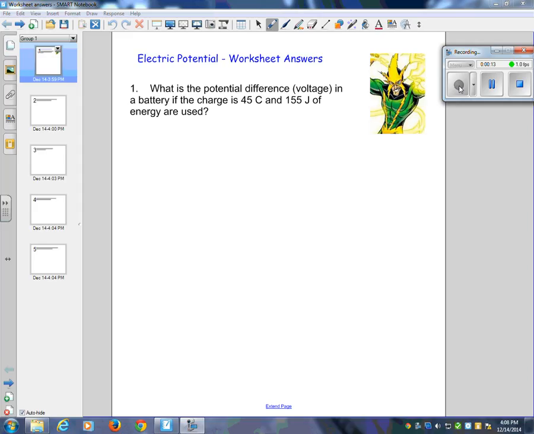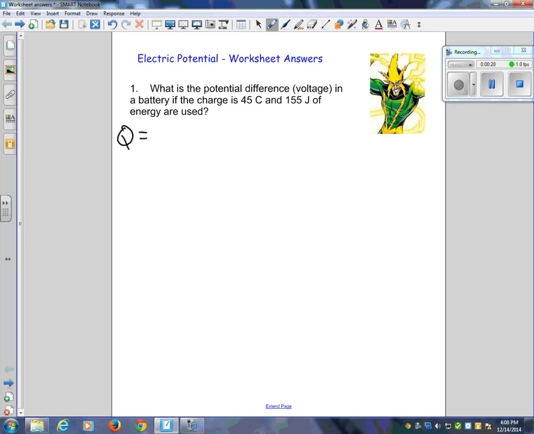Question 1 says, what is the potential difference for voltage in a battery if the charge is 45 coulombs and 155 joules of energy are used? So remember that we're going to write down our values that we know. So the charge is 45, so Q is equal to 45, and we have 155 joules of energy, so E is equal to 155, and we are asked to solve for the voltage, so it's the question mark. Recall the formula for voltage is energy over charge, or E over Q.